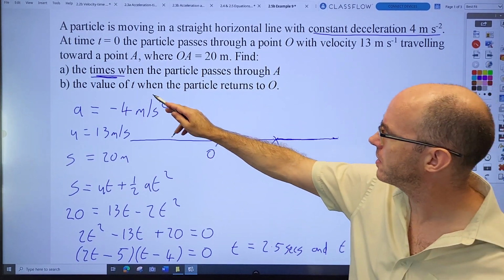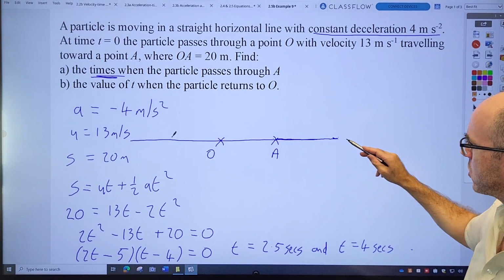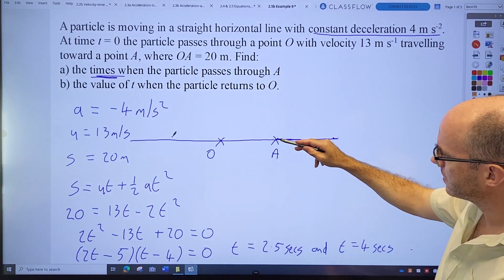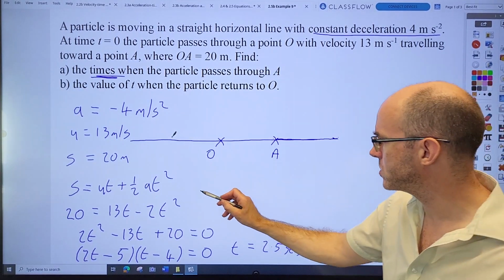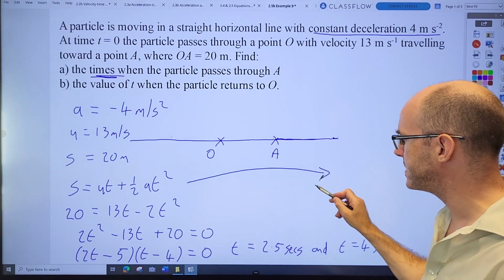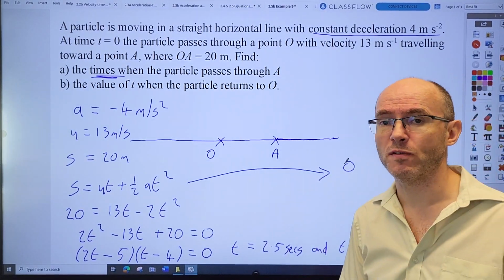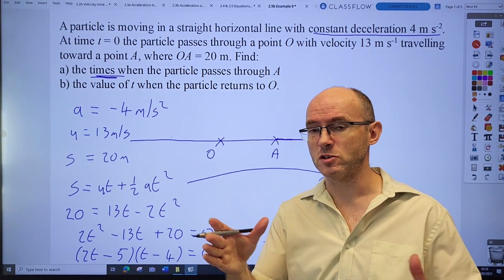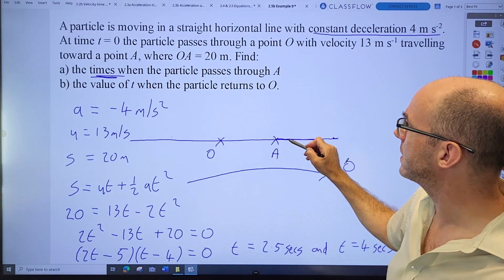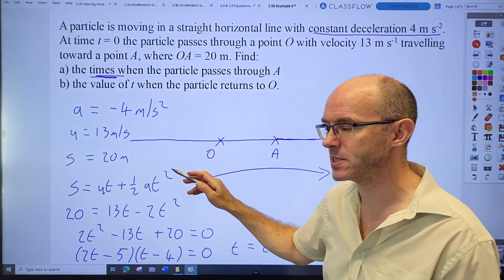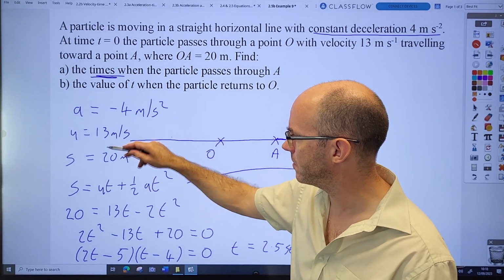Next, find the value of t when the particle returns to the origin. As you can see, when it's on its way back after 4 seconds, it's already at A, so you're looking for more than 4 seconds. We can use this equation yet again, S equals ut plus half AT squared, but this time just use a displacement of S. Remember, displacement means distance from its starting point. Because O is effectively 0 and A is 20, when it returns to O it's going to be 0 again. So you've got 0 is equal to ut plus half AT squared, and you can use this yet again.